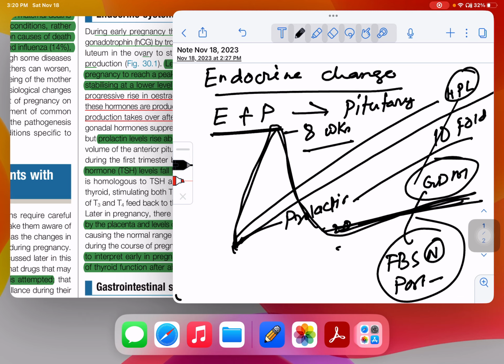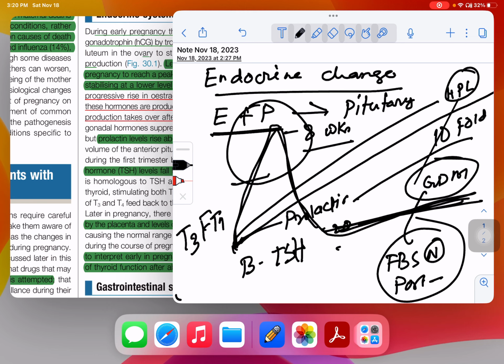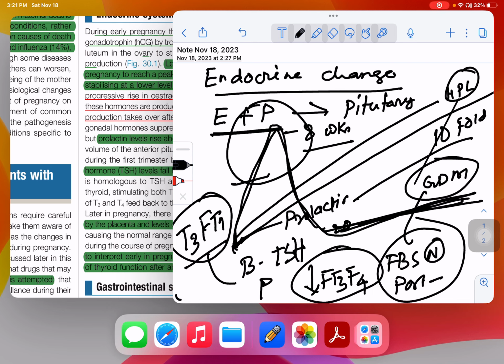Thyroid hormone: due to the high level of beta hCG in the first trimester, beta hCG mimics thyroid stimulating hormone. Thereby, during the first trimester, FT3 and FT4 levels are high. But during the second and third trimesters, when there is no beta hCG, T3 and T4 are broken down by the placenta. Thereby, the T3 and T4 levels fall during the second or third trimester of pregnancy.